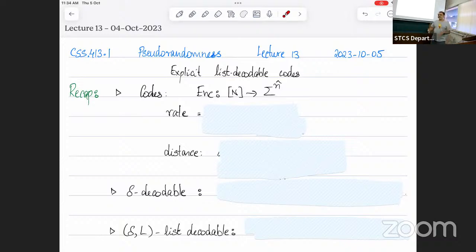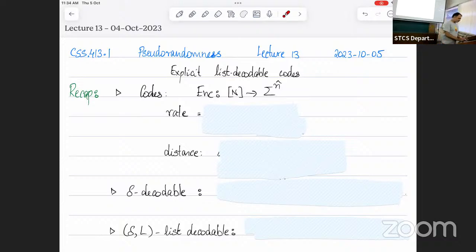But you can stare at the algorithm that we'll see today and then realize that basically the same technique will give unique decoding also. Anyway, when we get to the algorithm, I'll tell you. But let's look at some recap.